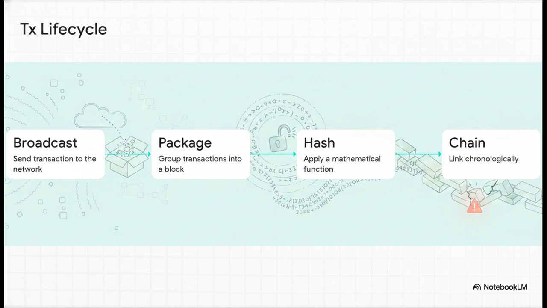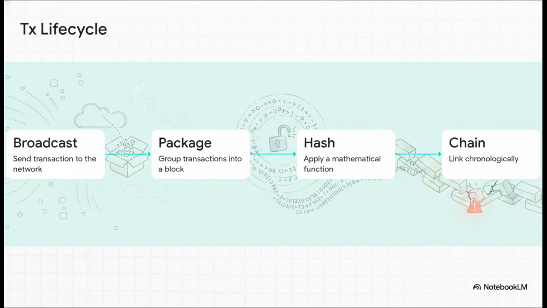So to really grasp this, we need to look at the actual life cycle of a single transaction. When you send Bitcoin, you first broadcast your proposed transaction out to the network. Network nodes, which are basically just computers running the Bitcoin software, group these new transactions together into what's called a block. But here's where the absolute magic happens. How do we actually secure it?